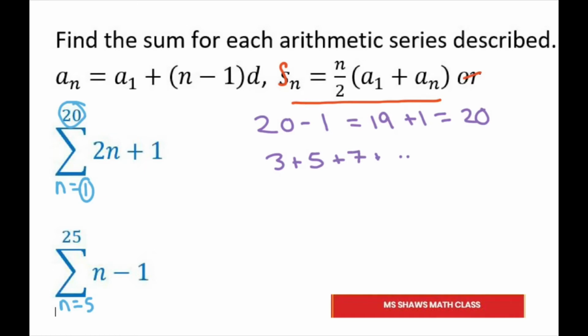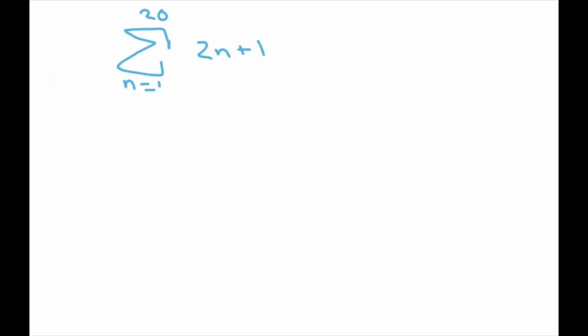All right. And basically your common difference for these arithmetic ones is your slope. So for this one, the slope is 1, so your common difference will be 1. But let's go on and do some of these. So this is the first one. We already talked about that n is going to be 20. You do 20 minus 1, and then you add 1.